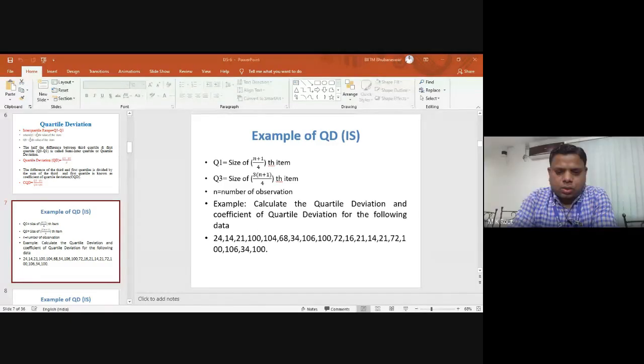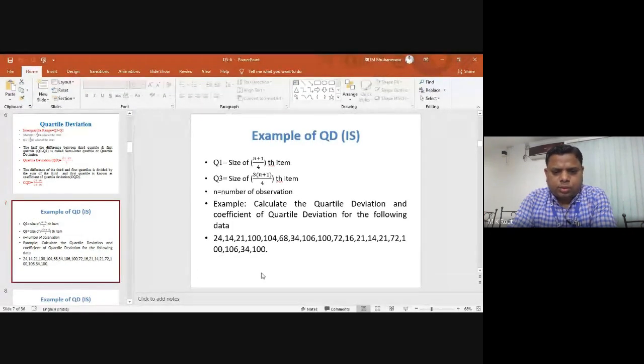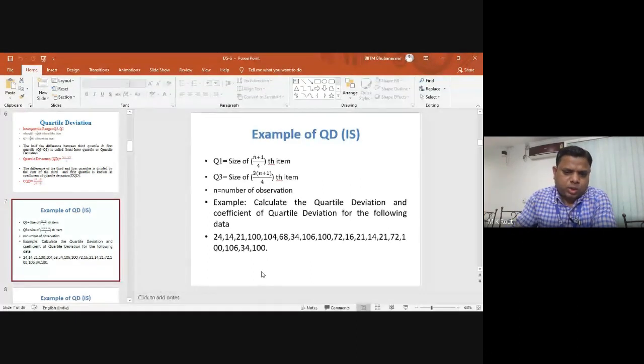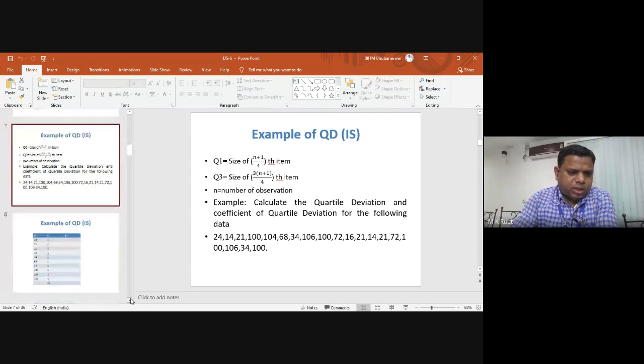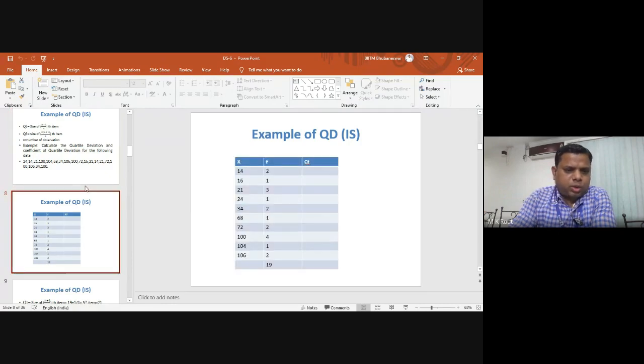Yes, sir. Okay, let's solve this one. Here you can observe that a few values mostly appear, for example 106, 21, 100, 34, and also 21 and 14. These appear most of the time. So first I have made this table with the number of appearances in the form of frequencies. Clear? In the case of 14, you can observe 14 appears 2 times.